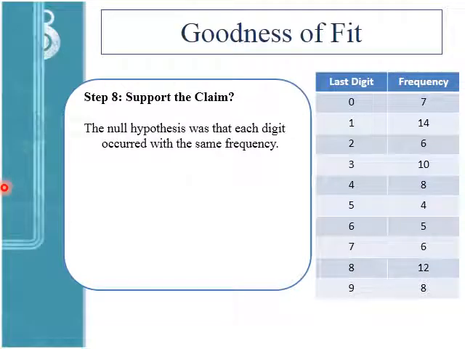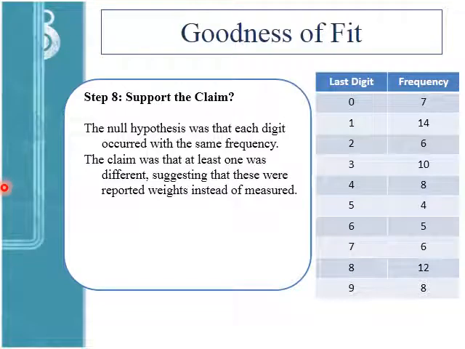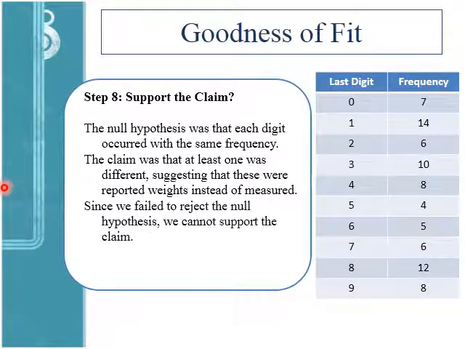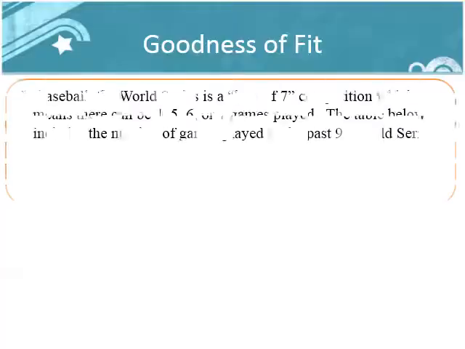The null hypothesis was that each digit occurred with the same frequency. The claim was that at least one of those frequencies was different, suggesting that these were reported weights instead of measured. But since we failed to reject the null hypothesis, we cannot support the claim, because we cannot reject the idea that each digit occurred with the same frequency.